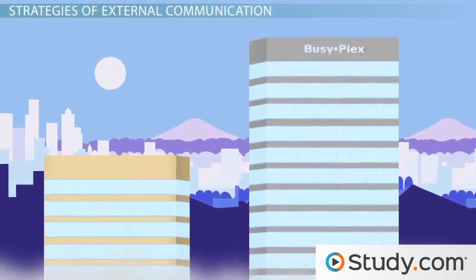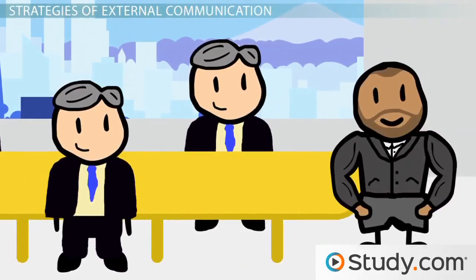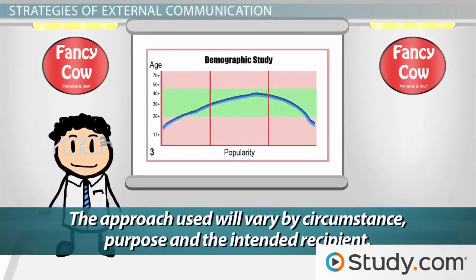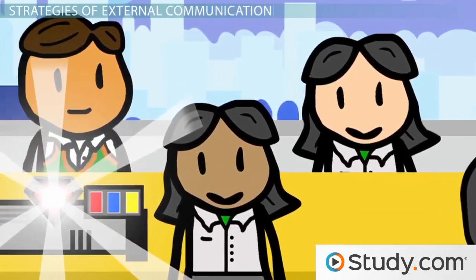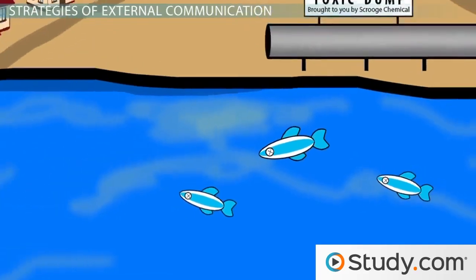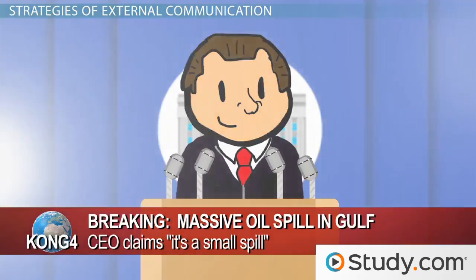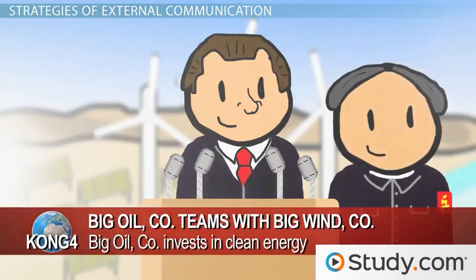A business typically engages in different strategies in managing its external communications. The approach used will vary by circumstance, purpose, and the intended recipient. For example, a business will communicate differently if it is communicating with potential investors, its shareholders, or its customers. Bad news is communicated differently than good news. For example, an oil company will communicate about an oil spill differently than its joint venture with another company to develop alternative fuels.